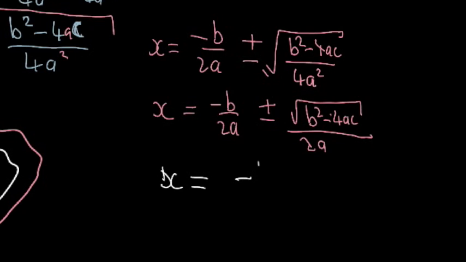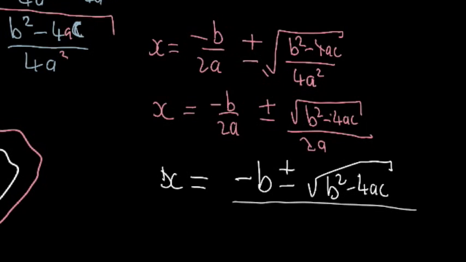I'm going to go minus b plus minus the square root of b squared minus 4ac. And what's it going to be all over? What's the common denominator? It's going to be 2a. Now, what a mouthful.